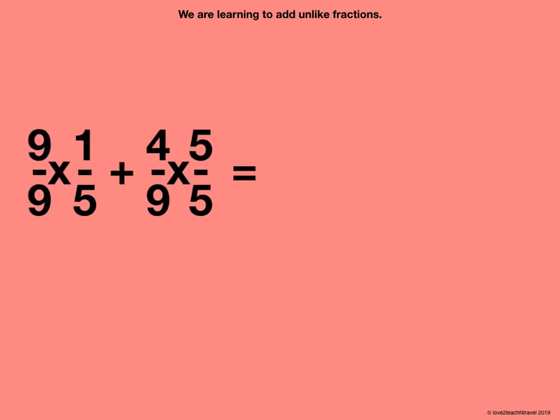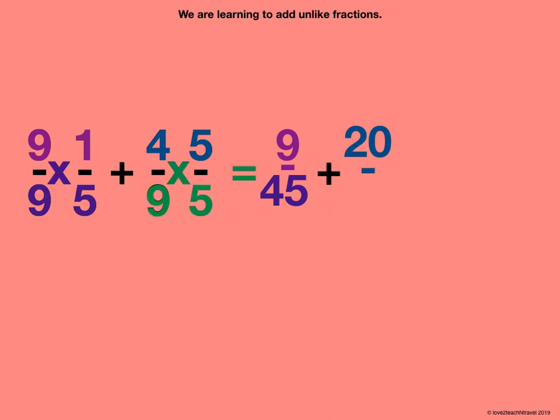So 9 times 1 equals 9. 9 times 5 equals 45. Plus, let's do the other fraction. 4 times 5 equals 20. And 9 times 5 equals 45. Now I have the common denominator of 45. They both have the same denominator. So I'm ready to add the numerators.